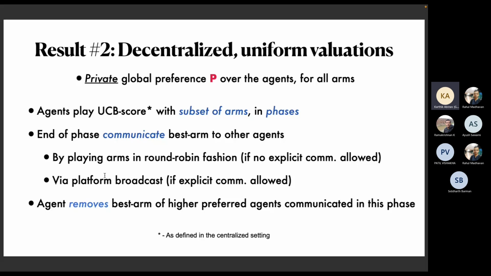Yeah, and then what happens is after the end of the phase, an agent removes the best arm of the higher preferred agent. So that is what is communicated in the communication phase. Each agent just communicates one arm to all its other agents.